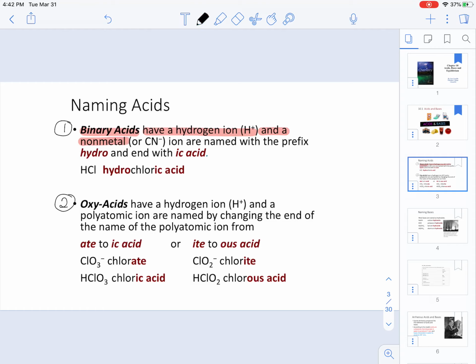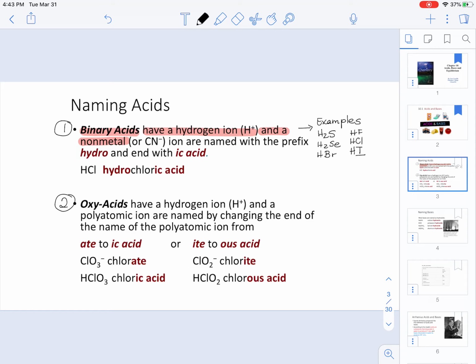To give you some examples of binary acids, we have H2S, H2Se, HF, HCl, HBr, and HI.